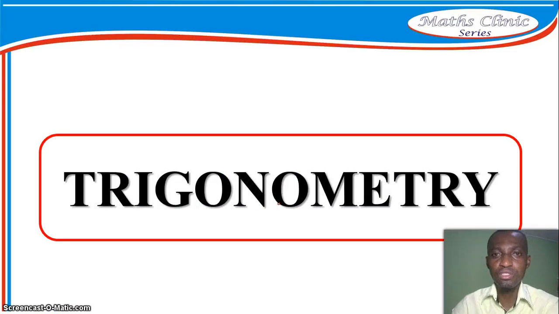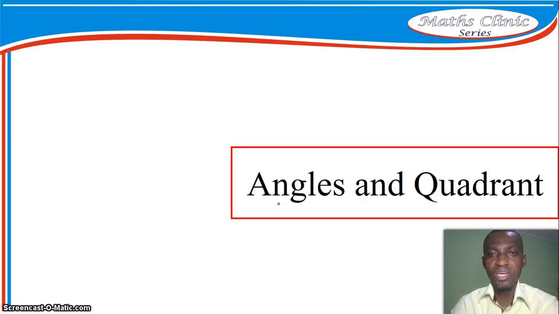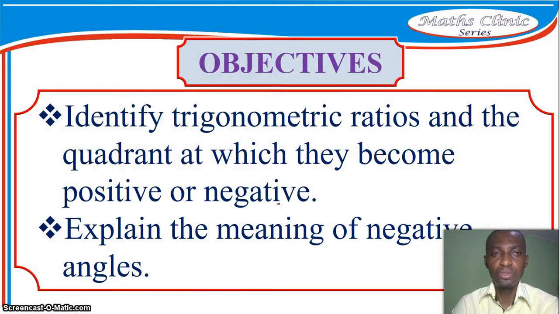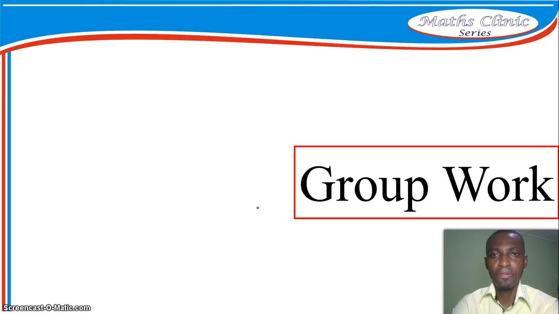In this video, we are continuing the series of trigonometry, and this is video number 5. And here we are looking at angles and quadrants. By the end of this video, you should be able to identify ratios and the quadrant at which they become either positive or negative. Then also explain the meaning of negative angles.